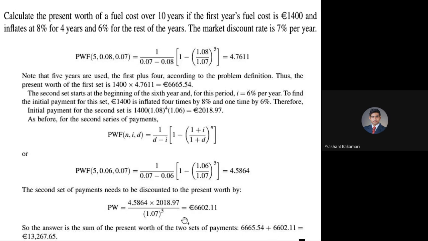Okay, 5 years we are finding with an inflation rate of 6%. Before that, we have found out the inflation rate for 8%, 8% for 5 years. So both together, if you add, that will give you the total present sum of fuel spending. So the cost of the fuel at present, what is required for the next 10 years.